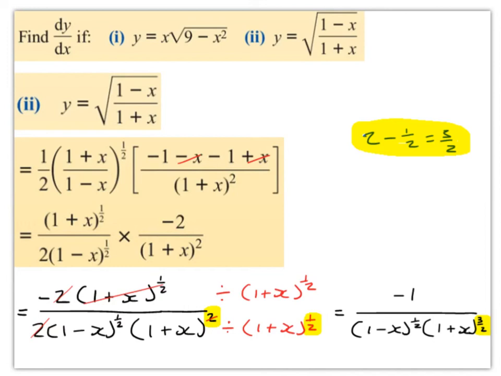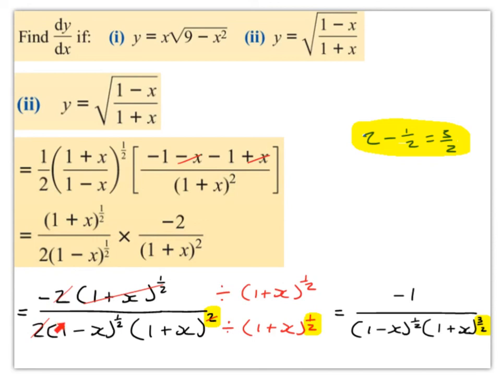So now we just want to simplify. So we have a common factor of (1 plus x) to the power of a half. And also the 2's will cancel, so let's sort them out first. So 2 divided by 2 will cancel. So we're left with minus 1. Then (1 plus x) to the power of a half divided by (1 plus x) to the power of a half. So they'll just cancel and we're left with minus 1. And if we divide the top by (1 plus x) to the power of a half, we must divide the bottom by (1 plus x) to the power of a half.